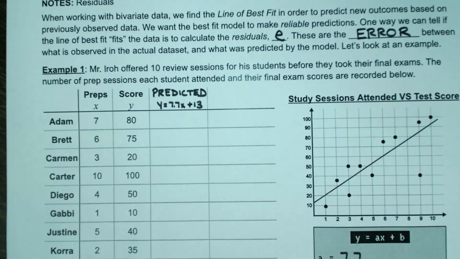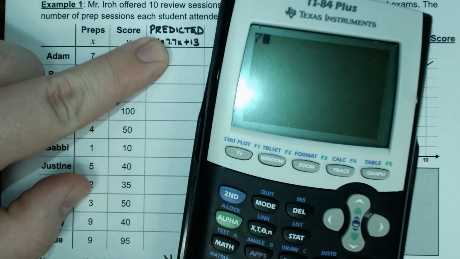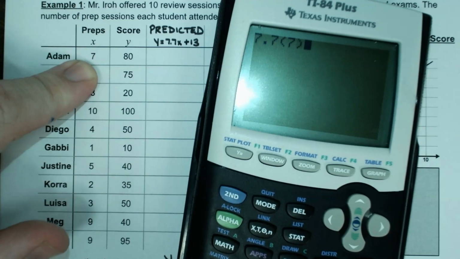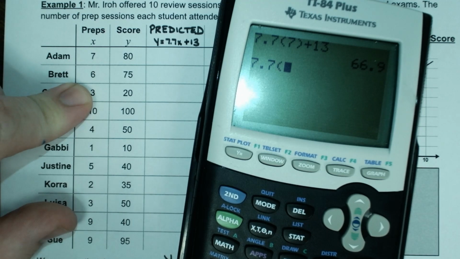Now, the long way of doing this part is typing in 7.7, plug in 7 plus 13. 7.7, plug in 6 plus 13. That's the first two numbers that I need.